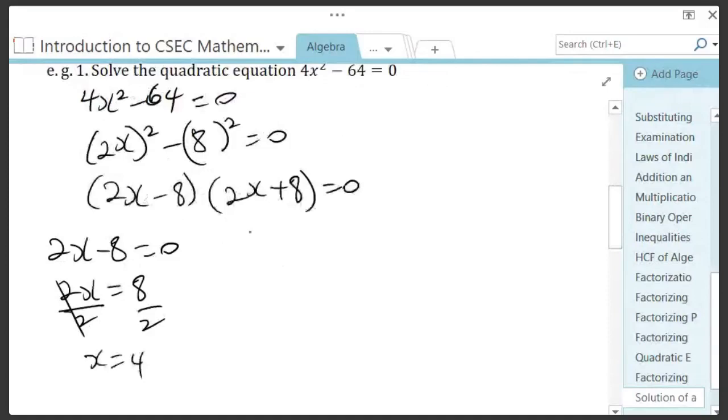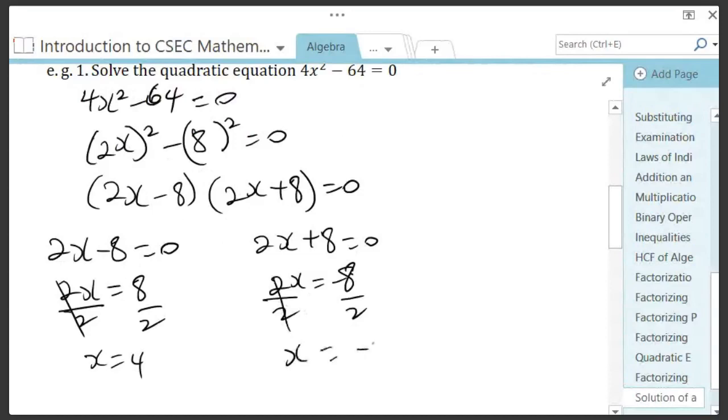In the same way, we have 2x plus 8 is equal to 0. 2x is equal to minus 8. Divide by 2, divide by 2. X here is equal to minus 4. So therefore, x is equal to 4, or x is equal to minus 4. Please let me know if this is clear with you all.